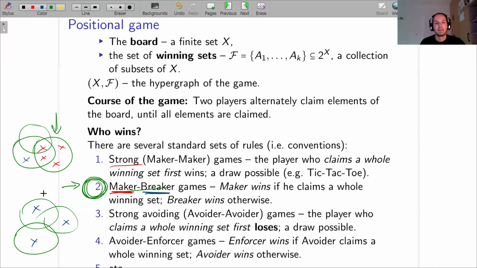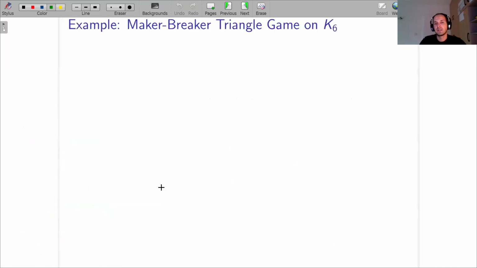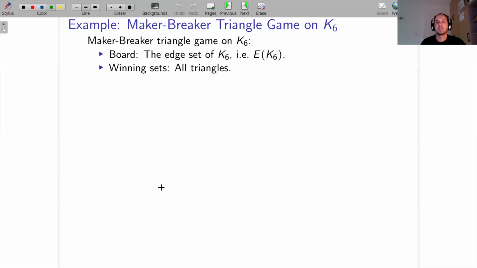Anyway, let's get back, so as not to get confused about too many notions. Let's get back to maker-breaker games. These are the ones that we will look at. Let's look at an example of a game actually on graphs. A game that I want to look at is the triangle game on edges of K6. So the board is the edges of K6.